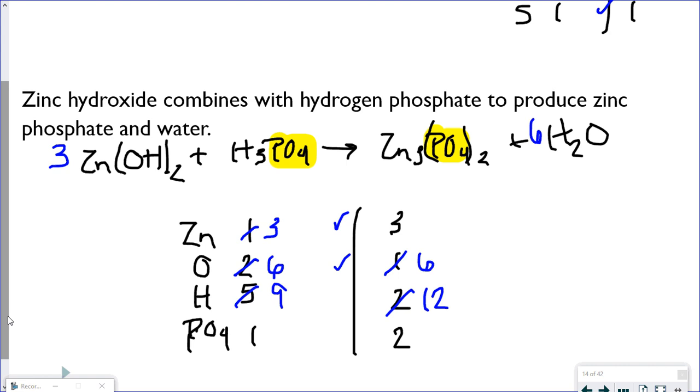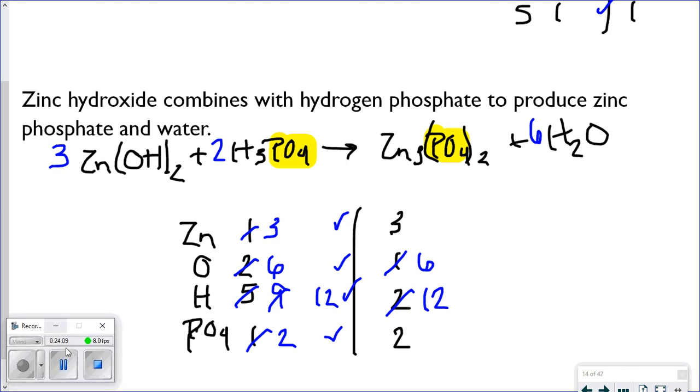Since I have 2 phosphates on the product side and 1 on the reactant side, I'm going to multiply by 2. So that does give me 2 phosphates. And if you look at your hydrogens, we had 6 hydrogens in zinc hydroxide, and now we have 6 in hydrogen phosphate for a total of 12. So we're completely balanced. Make sure that you're practicing these, and it does help to list out the elements themselves.